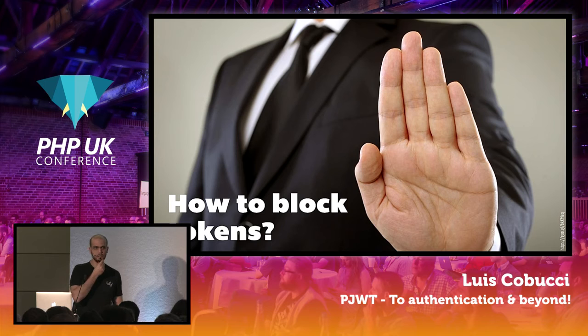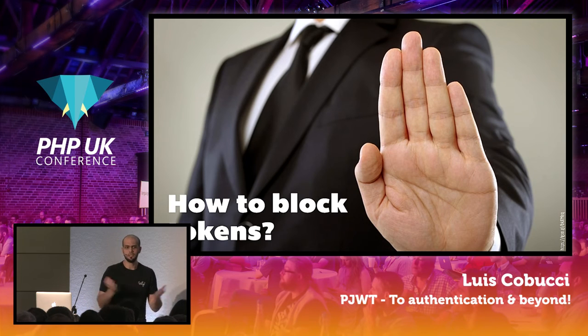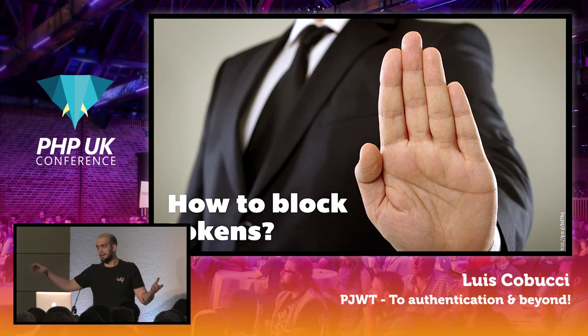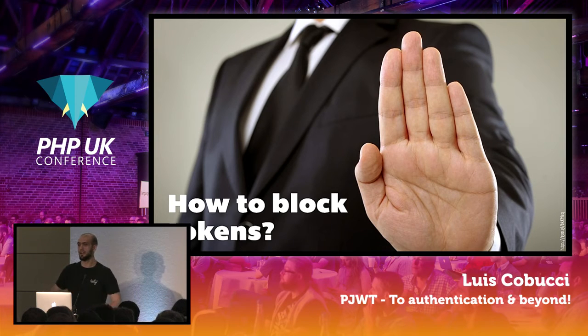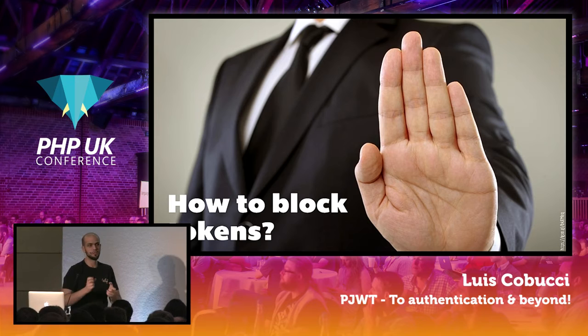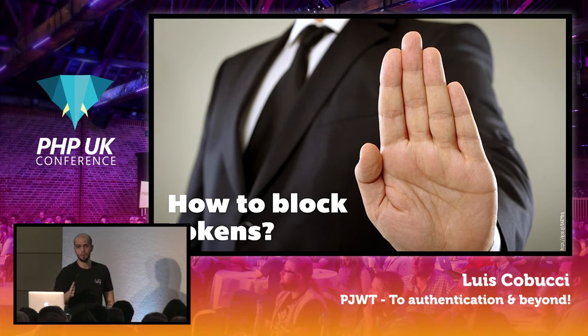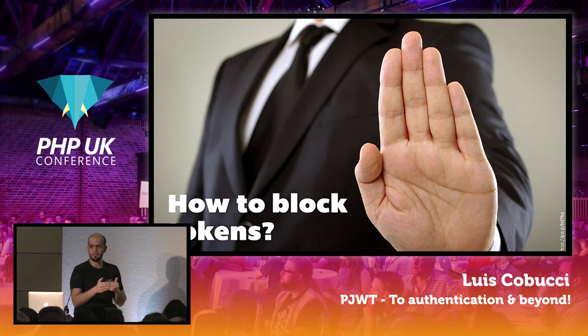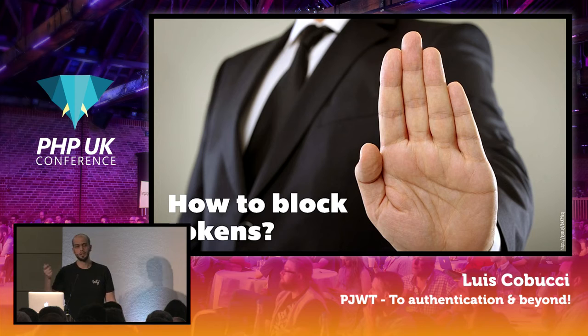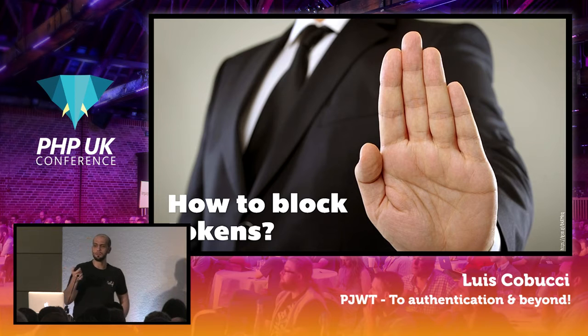How to block tokens? Yeah, that's a very good question, because once the token was created, it's there. You don't have the information of the token. So what we do is we use the JSON token ID to set the identifier, and if we want to say, okay, this token cannot be used anymore, even though it's not expired, we get the token ID and we create a blacklist. You can use a cache system for that, setting the time to live of the cache entry to be the same as the expiration. So the cache will do the cleanup for you. You don't need to worry about that.